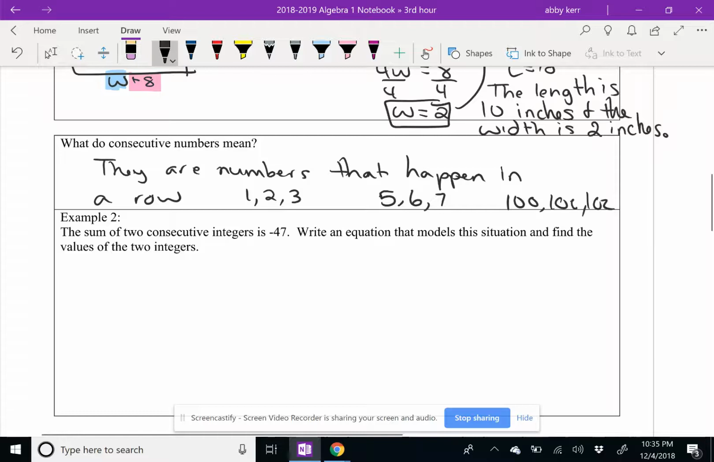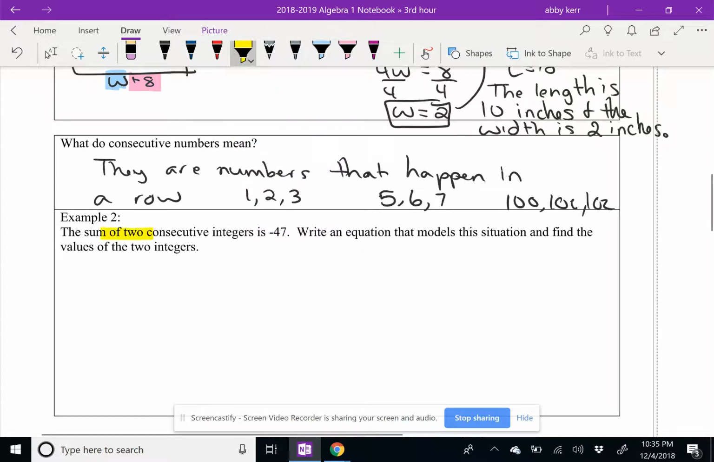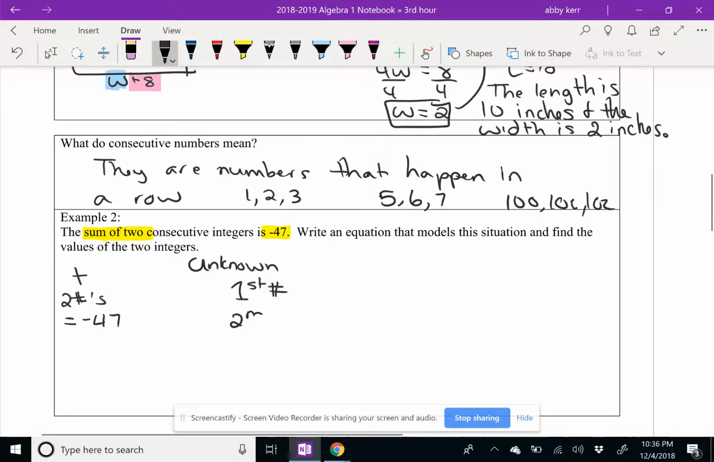Those are consecutive numbers. Now it says the sum of 2 consecutive numbers is negative 47. So I know the word sum means add. I know we're going to be dealing with 2 numbers, and their total is going to be negative 47. We don't know what those 2 numbers are, so that's what our unknown is going to be about. We know that we need a first number, and we know that we need a second number.